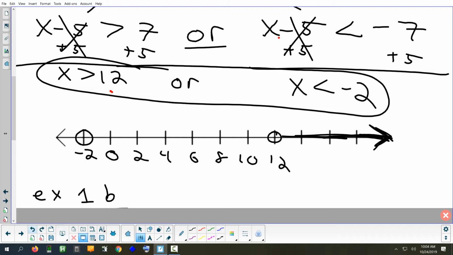Open. Shade which way? To the left. Yep. Perfect. Why would you shade out when both of them are pointing in?